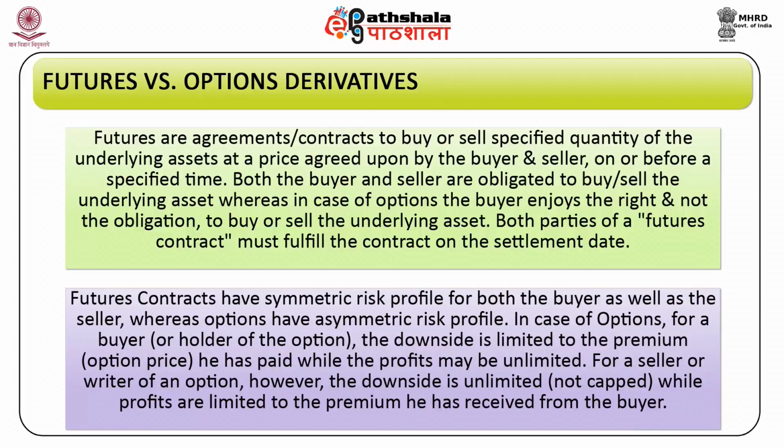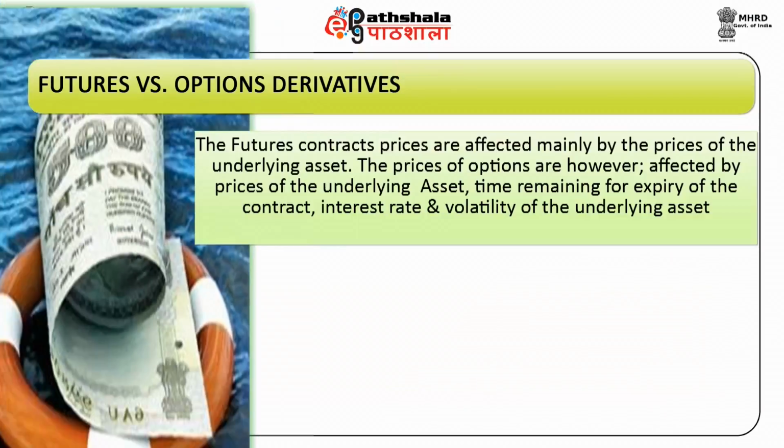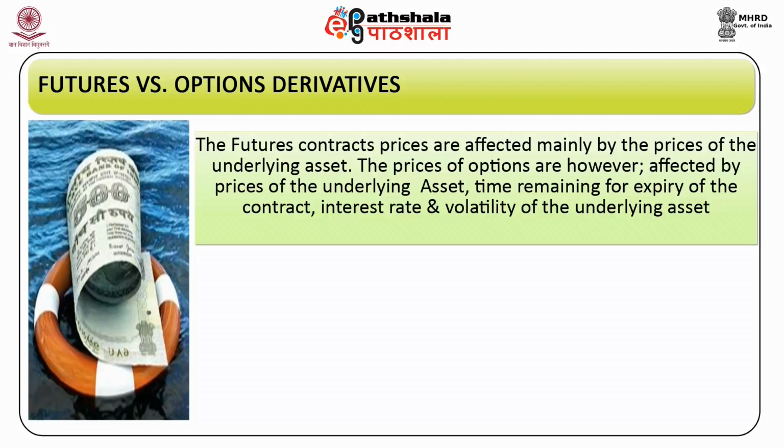Futures contracts have a symmetric risk profile for both the buyer as well as the seller, whereas options have an asymmetric risk profile. In case of options, for a buyer or holder of the option, the downside is limited to the premium or the option price he has paid, while the profits may be unlimited. For a seller or writer of an option, however, the downside is unlimited or say not capped, while profits are limited to the premium he has received from the buyer. The futures contract prices are affected mainly by the prices of the underlying asset.